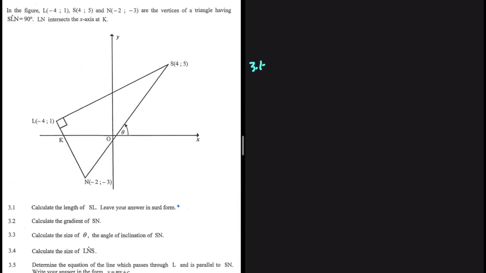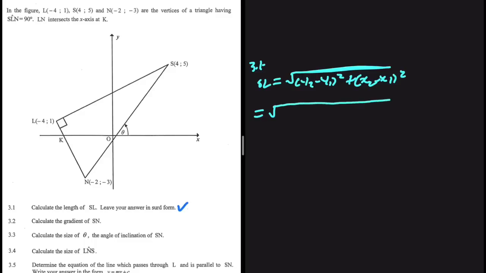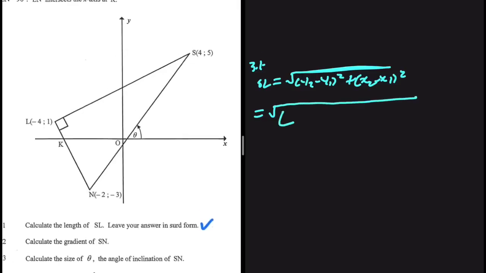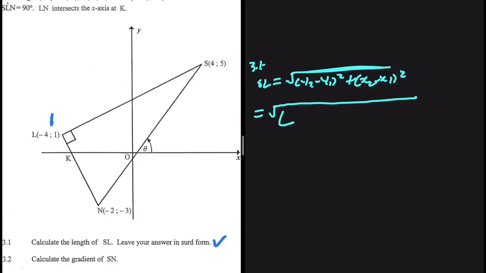So the first question, 3.1, we want to calculate the length of SL and leave our answer in surd form. Okay, let's go ahead and do that. So SL will be equal to the square root of y2 minus y1 squared plus x2 minus x1 squared. The basics, really, nothing complicated. I don't think we should be getting these kind of questions wrong.